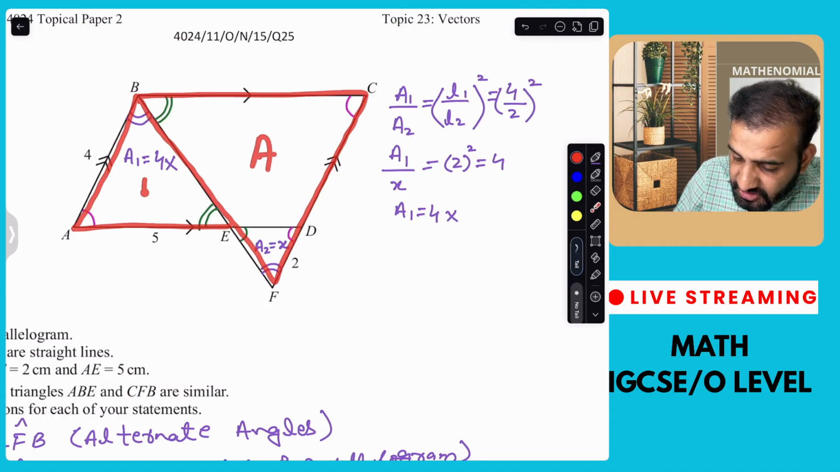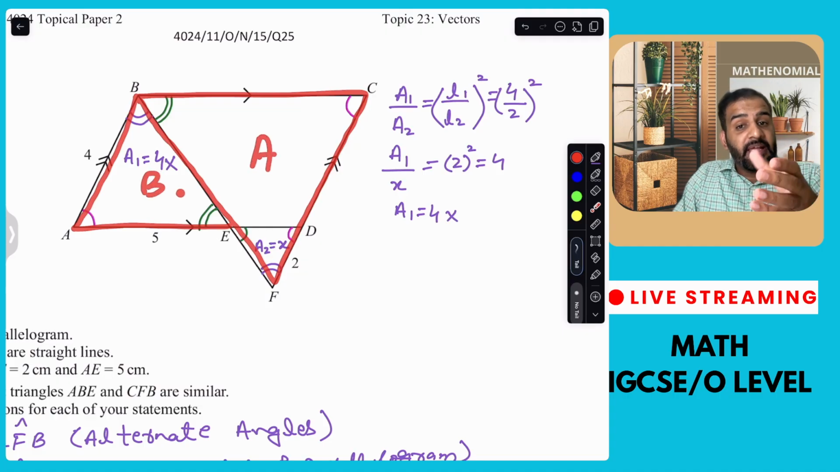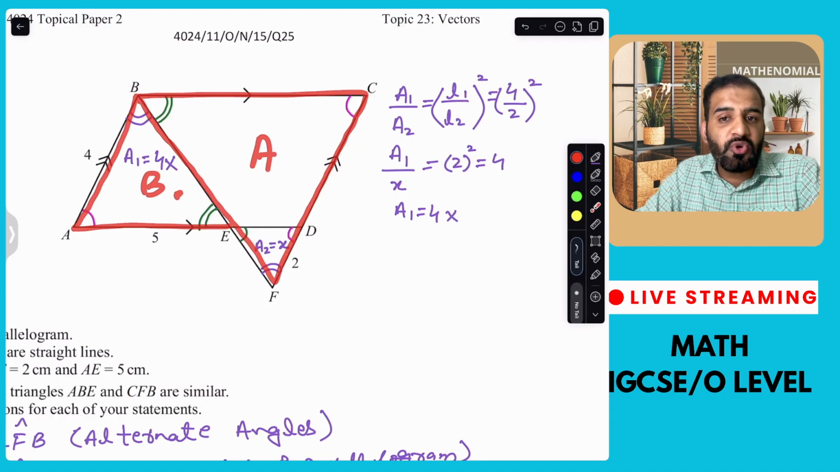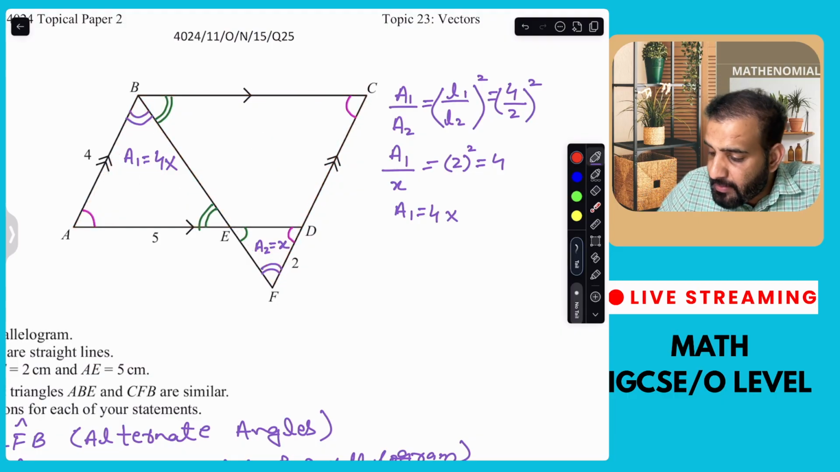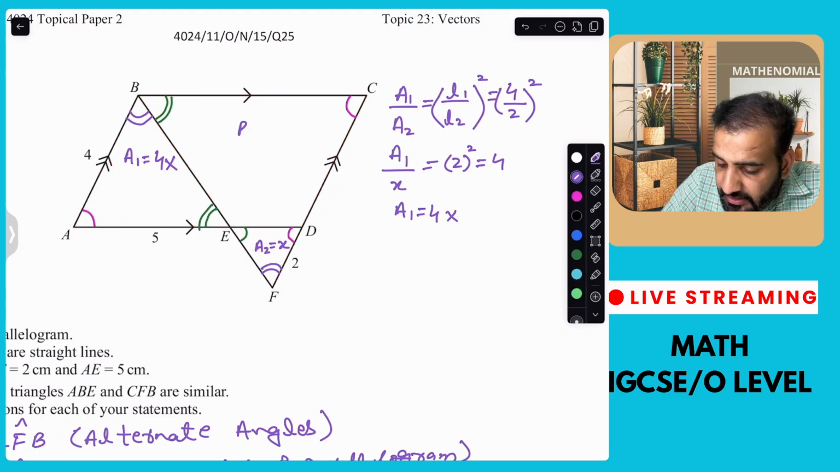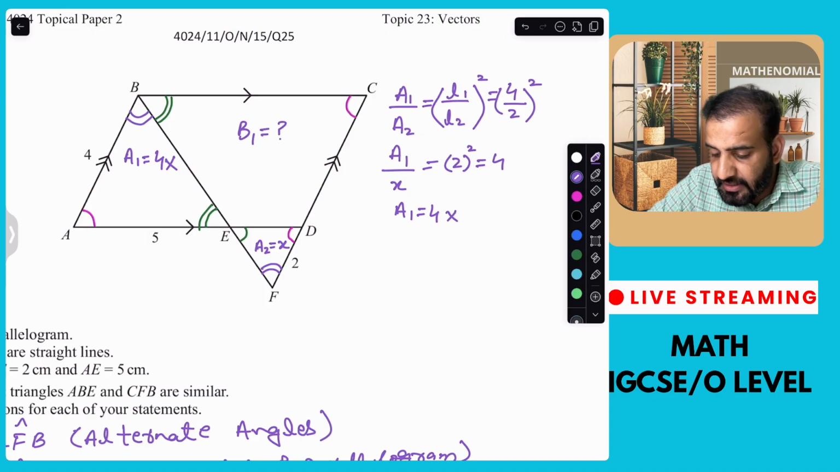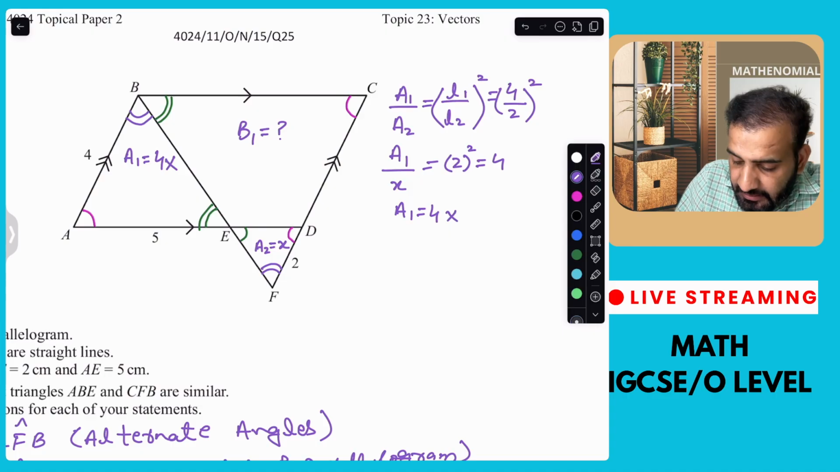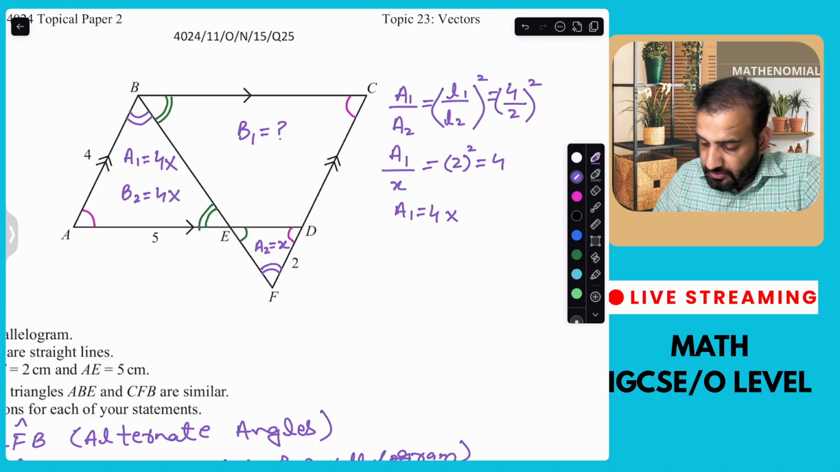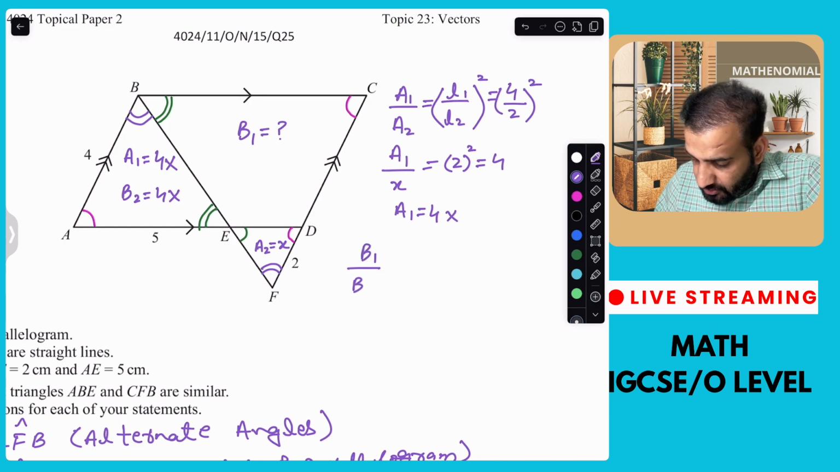This triangle A and this triangle B are also similar in the first part. हमने फर्स्ट पार्ट में तो ये शो किया ना कि ये इक्वल है. चलिए अब हम करते हैं कि लेट्स कॉल इट B1 का एरिया, ठीक है. So let's find B1 का एरिया, ओके, and let's call it B2 का एरिया, ठीक है. So again make ratio, B1 over B2 is equals to L1 over L2 का square.